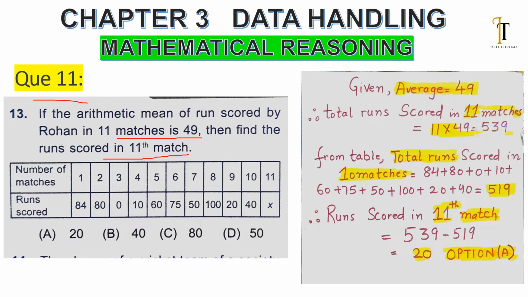So let's check here. Here average is 49. So total runs scored in 11 matches will be 11 into 49, that is 539. Let's find for the 10 matches. So here we are going to add all the observations given, that is 519. Now runs scored in the 11th match is equal to the runs in the 11 matches minus the runs in the 10 matches, that is 20.